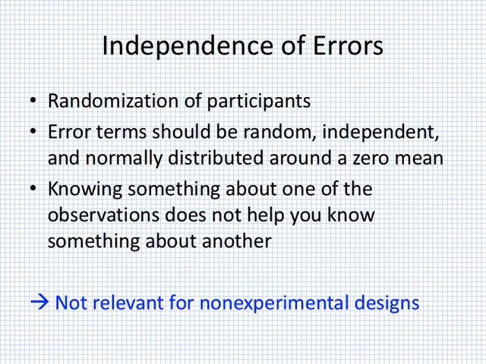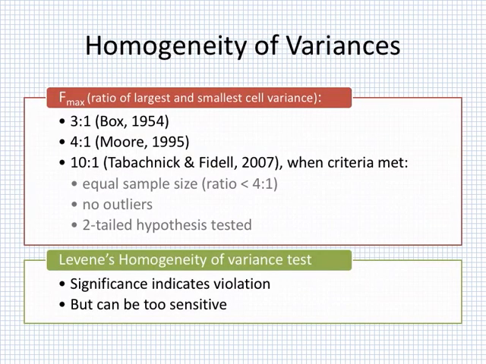Independence of error is related to design, so we won't be testing this in our homework or assignments. Homogeneity of variance, we talked about this. We can use Fmax. And if it meets these 3 criteria, we can use the 10-to-1 lenient ratio. If not, we can see if it's within the 3-to-1 or 4-to-1. And another alternative, which is a little bit more sensitive, is using Levene's test.